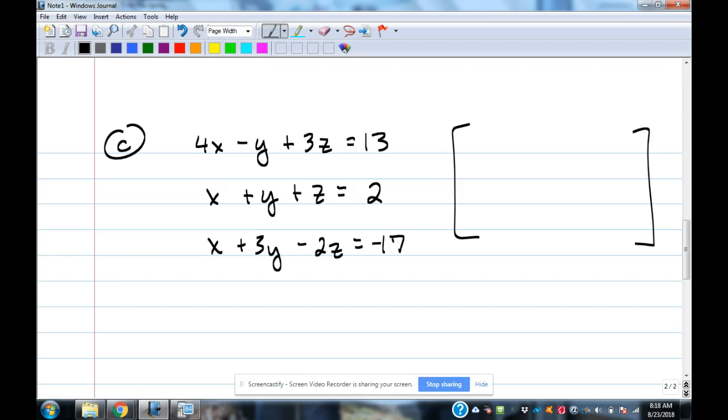So our matrix should be what size? 3 by 4. 3 variables, and then 4 columns. 3 rows, 4 columns. So 4, negative 1, 3, 13, 1, 1, 1, 2, and then 1, 3, negative 2, negative 17. That's the matrix we want to enter into our calculator.